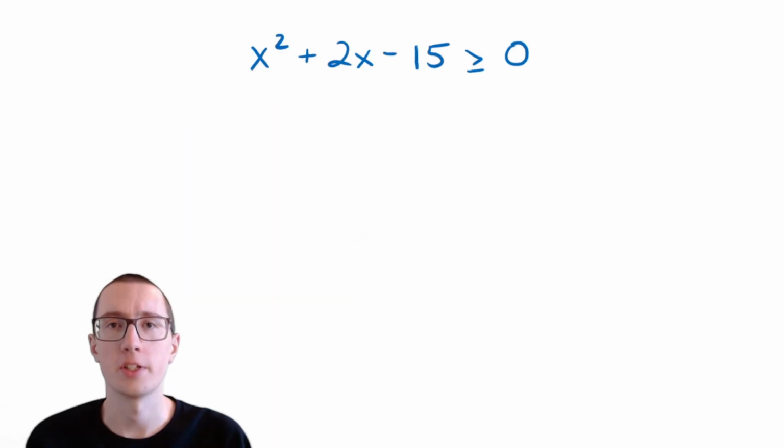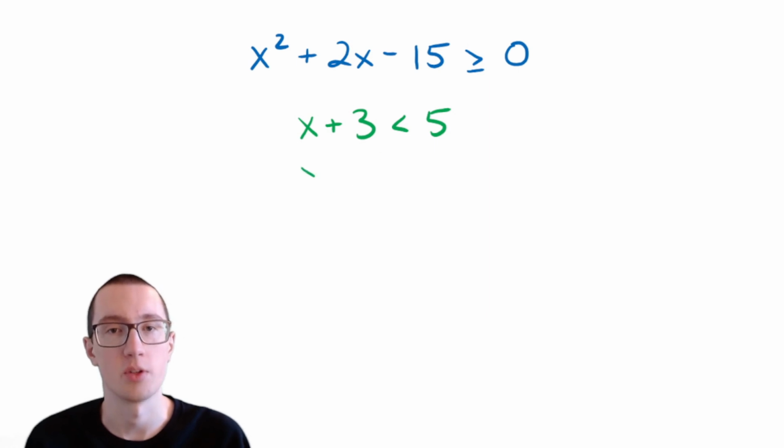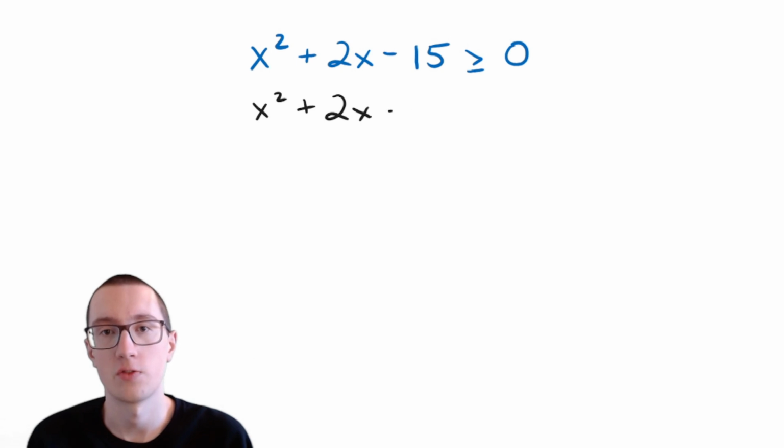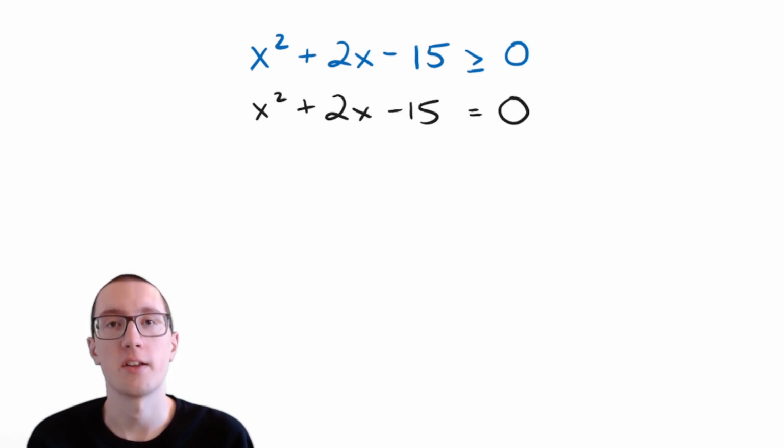So the way that we solve this is actually pretty similar to a normal inequality that's not even a quadratic equation. So for example, if we had something like x plus 3 is less than 5, if we wanted to solve this, we'd first have to just treat this like an equal sign, and we'd solve x plus 3 is equal to 5. So here we'll do the same thing. We're going to solve what's called the related equation. We're going to solve x squared plus 2x minus 15 is equal to 0. And that will tell us our boundaries, which will make sense in a second.